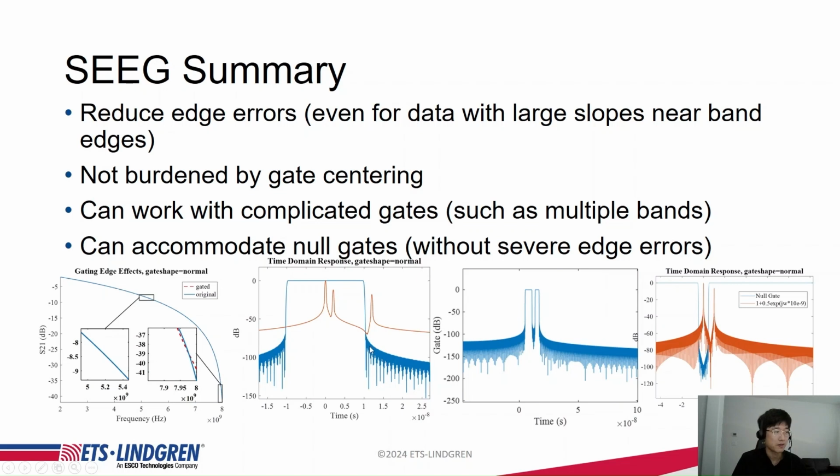As we mentioned, if the gate is not centered around the time impulse, the post-gate renormalization will have large edge effects. But SEEK is not burdened by gate centering. The SEEK method can also work with complicated gates, such as multiple bands. It can also accommodate null gates without severe edge errors.